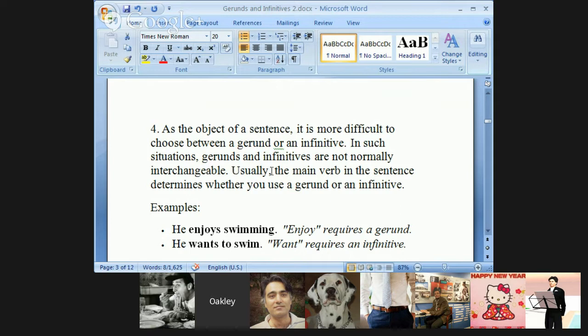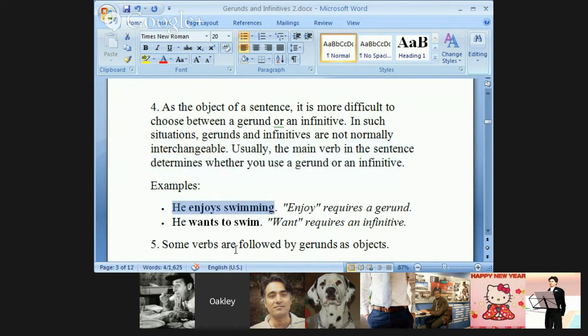Okay, what determines this? Well, usually the main verb in the sentence determines whether you use a gerund or an infinitive. As an example, he enjoys swimming. Enjoy requires a gerund. You have to have a gerund. I cannot say he enjoys to swim. Just won't work. Does not hook up, does not co-locate with enjoys, enjoys, of course, being the main verb. He wants to swim, and here's an example. The verb want absolutely requires an infinitive. I cannot say he wants swimming.